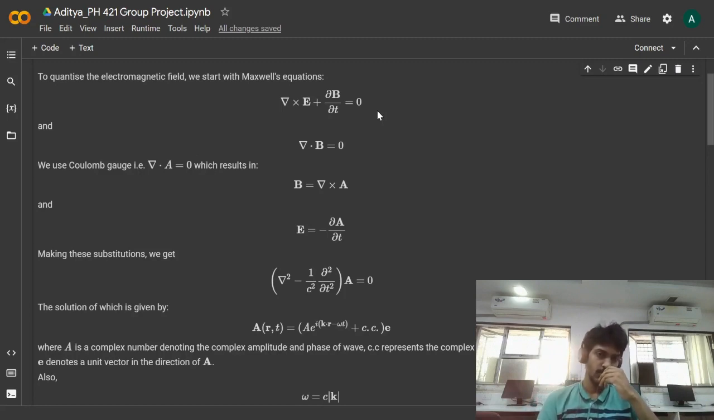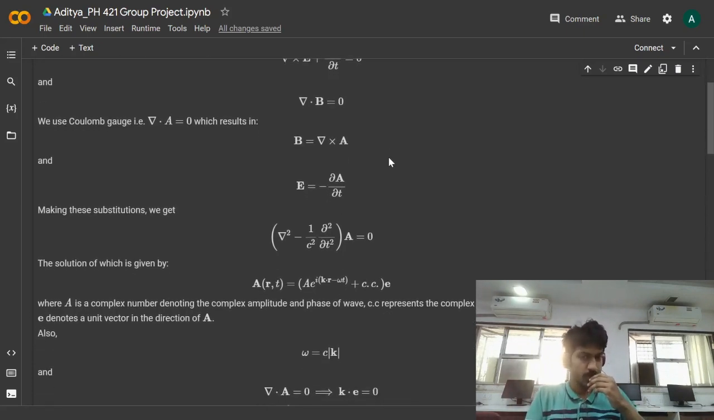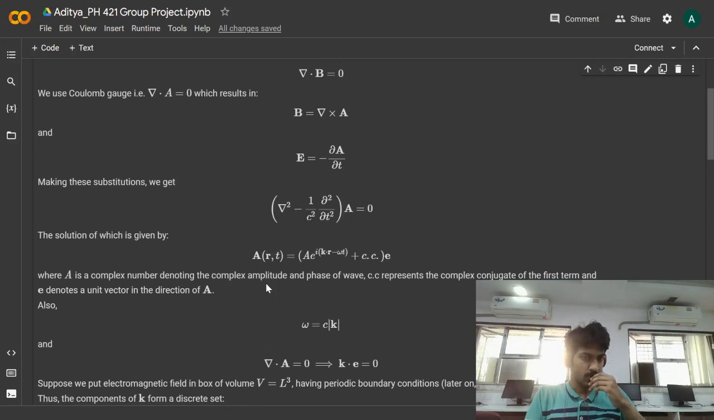Making these substitutions in the first expression, we get ∇² − (1/c²) ∂²/∂t² acting on A equal to 0. The solution of this is given by A = A₀ e^{i(k·r − ωt)} plus complex conjugate. That is the plane wave solution, and also ω = kc. We can see that the divergence of A is 0, which implies that k · ε = 0. Once we take the divergence, it simply becomes k · ε = 0.